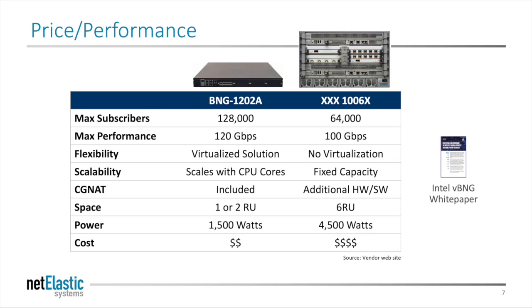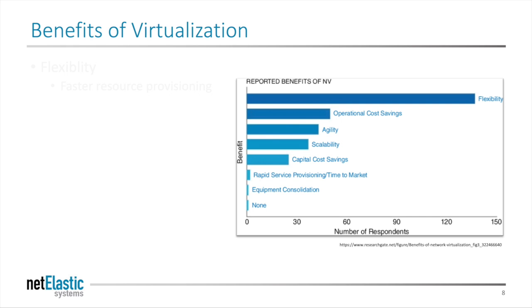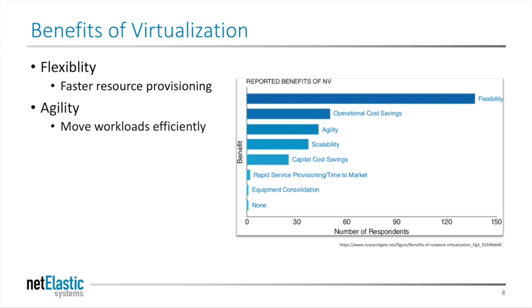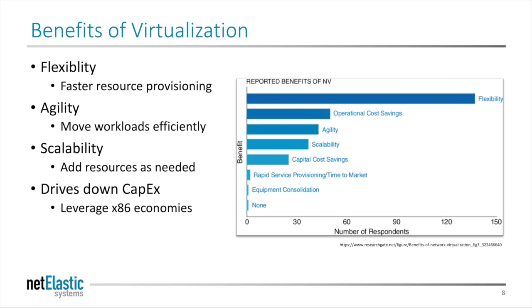The vBNG white paper that you see on the right, you can click to hyperlink into that white paper and see the performance specifications proven out in real-world testing. The netElastic vBNG delivers all the benefits of virtualization, including flexibility, as in the faster provisioning of resources; agility, the ability to move workloads around the network; and scalability, you can add resources as needed. It drives down CapEx because it leverages x86 economies, and it drives down OpEx.